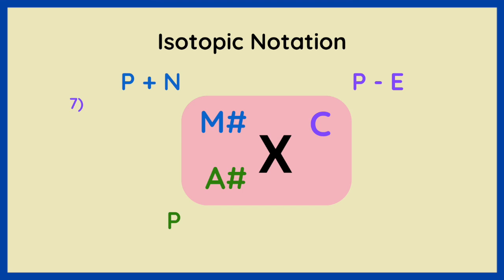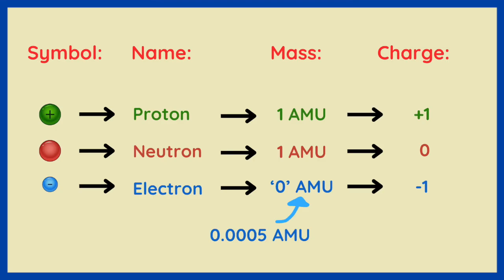7. Isotopic notation combines it all. Bottom left is atomic number, i.e. protons, top left is mass number, protons plus neutrons, and top right is charge, protons minus electrons. And in the end, it all comes back to the mass, charge, and identity of the 3 subatomic particles, protons, neutrons, and electrons.